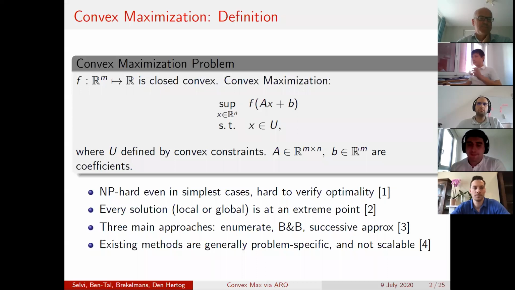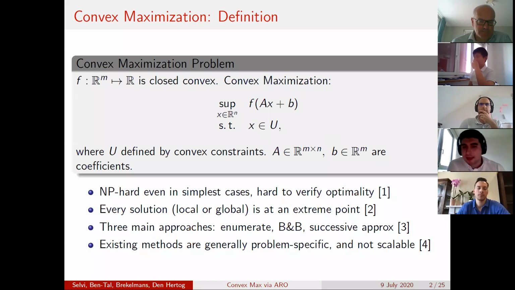So let me formally define the convex maximization problem. F is a closed convex function, and we are maximizing f over a convex space U. And U consists of convex constraints, and the objective function f takes a linear input of x. So this is a challenging problem. This is an NP-hard problem, and it is further shown that in very simple cases, such as maximizing a quadratic function over a hypercube, verifying the local optimality of a solution is NP-hard.